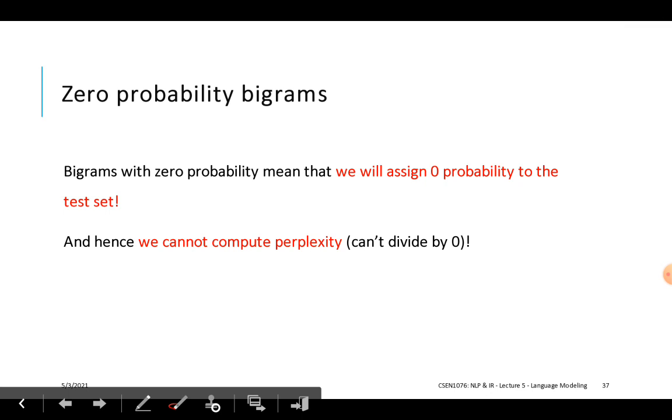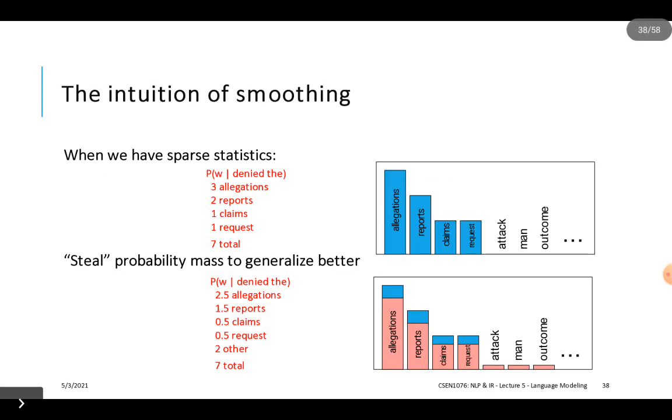The probabilities of bigrams that have zeros mean that this bigram will never appear in the generated sentences, and therefore you will never be able to test it in the testing phase. And you will never be able to compute perplexity for a sentence in the testing set, because one of the words in this testing set does not appear in the generation, and therefore it will have a probability of 0, and then you will not be able to compute the perplexity in the first place because you cannot divide by 0. What can we do then?